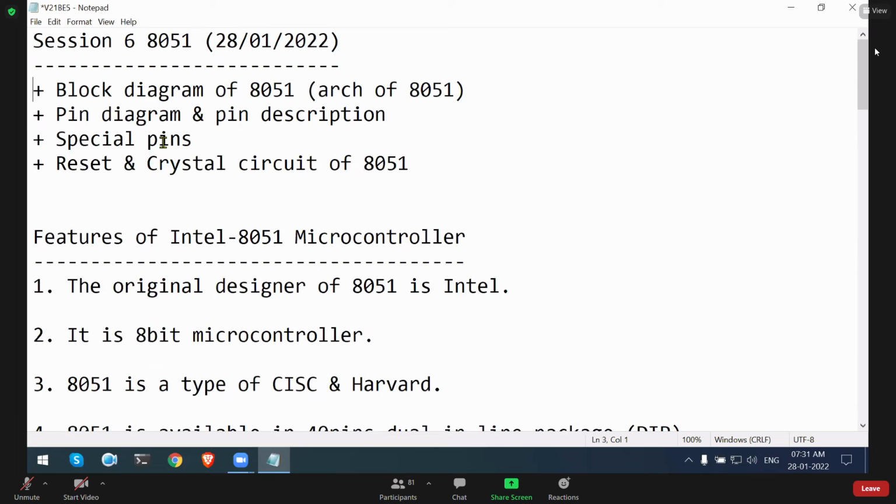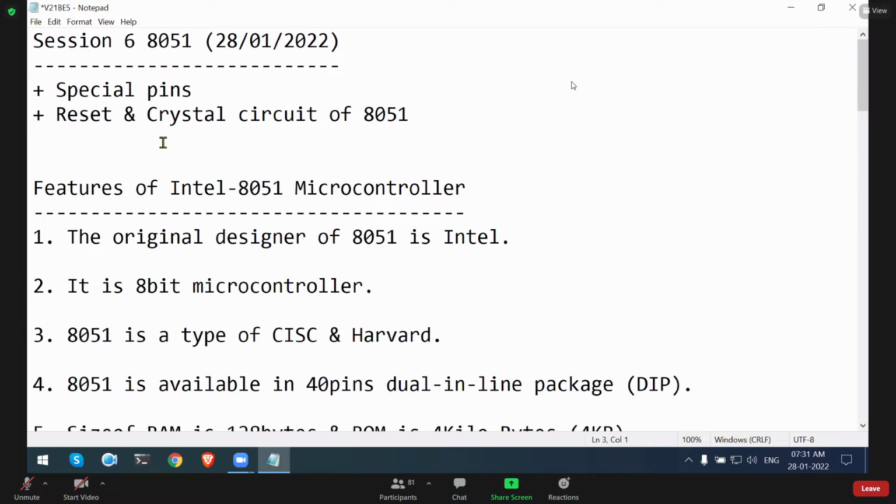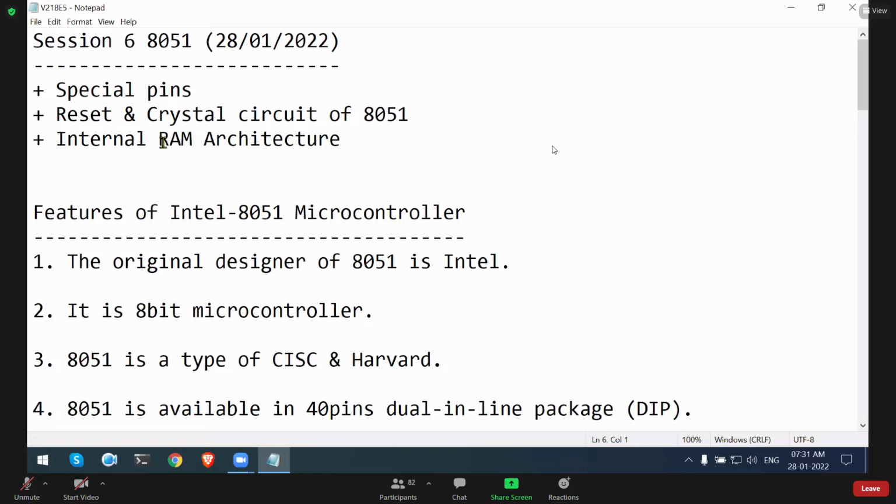8051 microcontroller. So these topics are over. After that, we will start internal RAM architecture. So these are today's topics.